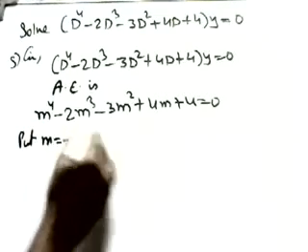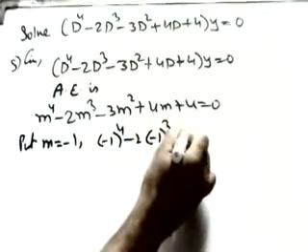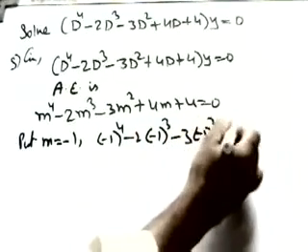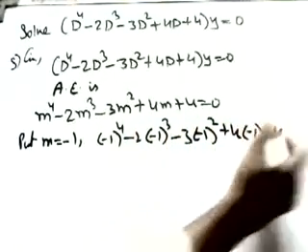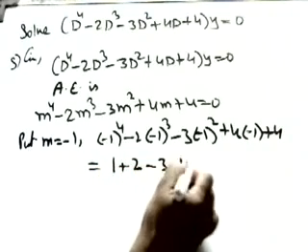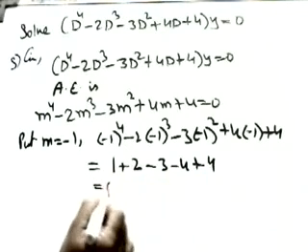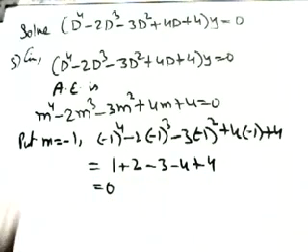You see here, put m = -1. So this will be (-1)^4 - 2(-1)^3 - 3(-1)^2 + 4(-1) + 4. So this will be 1, minus minus is plus 2, minus 3, minus 4, plus 4. 2 plus 3, 3 minus 3, 0. 4 minus 4, 0. So this is 0. So we got one value.